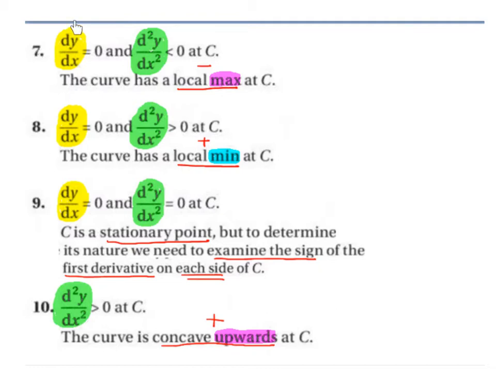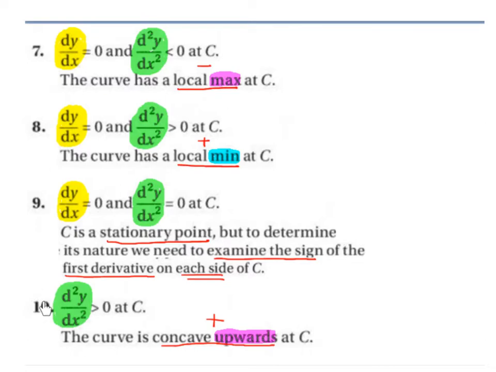Point 7. If dy/dx, the first derivative, is equal to 0, and d²y/dx², the second derivative, is less than 0 at c, the curve has a local maximum at c. Point 8. If dy/dx is equal to 0, and d²y/dx² is greater than 0 at c, the curve has a local minimum at c. Point 9. If dy/dx is equal to 0, and d²y/dx² is equal to 0 at c, c is a stationary point. But to determine its nature, we need to examine the sign of the first derivative on each side of c.